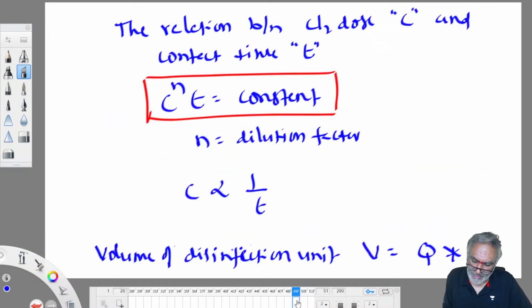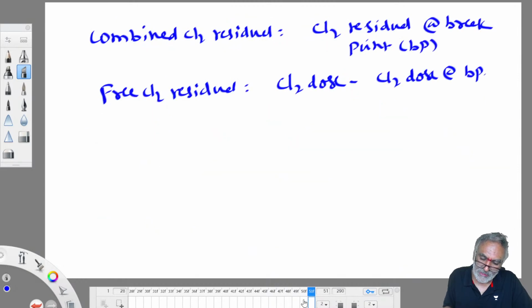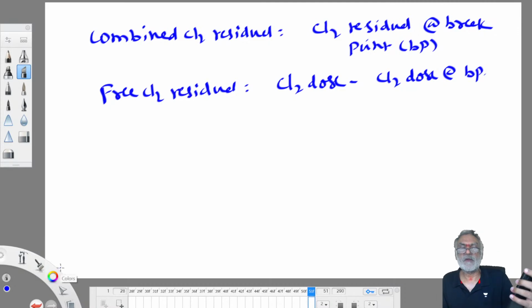Because 45 degrees rise means what? Beyond this point, at 45 degrees, x is equal to y. So whatever is there beyond on the x-axis, the same will be there on the y-axis. Therefore free chlorine is equal to the actual chlorine dose added minus the chlorine dose at break point. That's how we can find out using this break point chlorination test. So these are the things you need to remember in case of chlorination and disinfection. Chlorination is only important in disinfection.